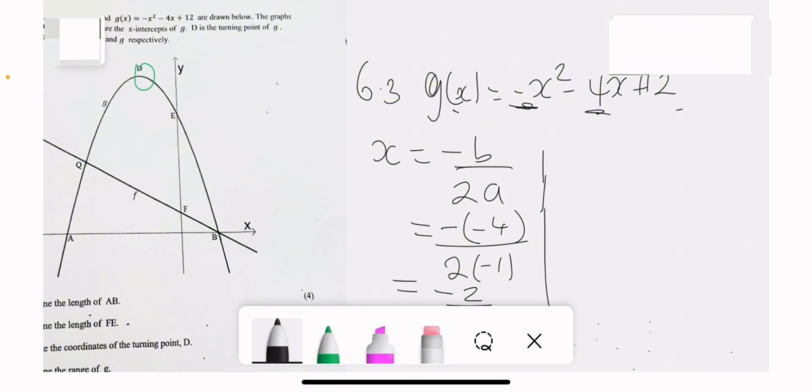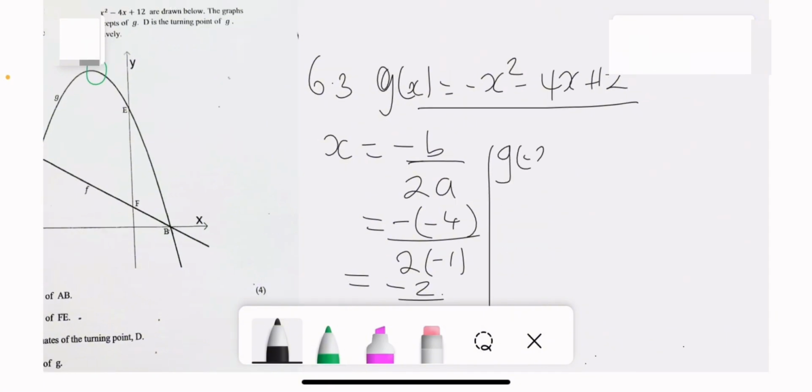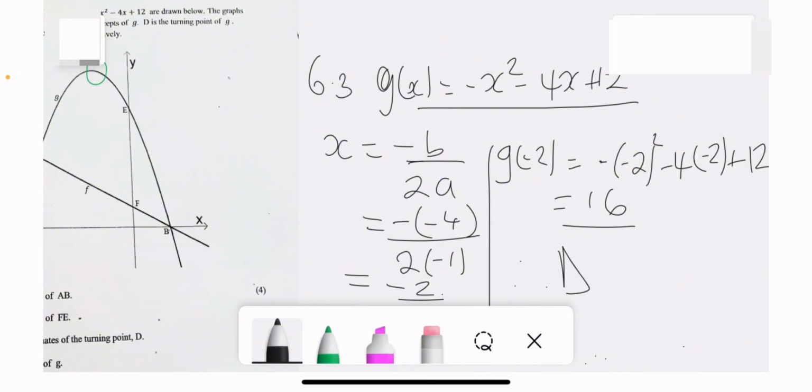You will therefore have to find the y value of the turning point. Simply take the value of x and substitute it back into the original equation. G of negative 2, so that is minus into negative 2 all squared, minus 4 into negative 2, plus 12. This is equal to 16. So therefore the coordinates of D, the turning point: x is negative 2, y is 16.